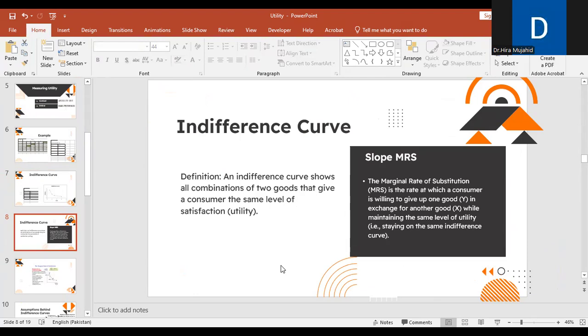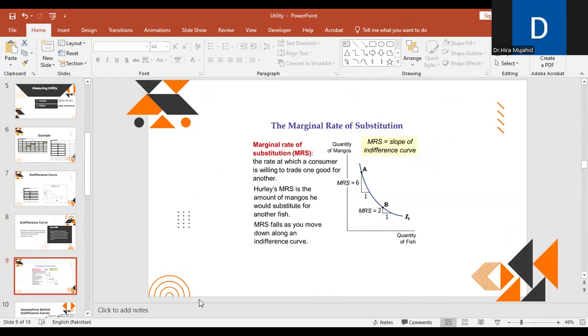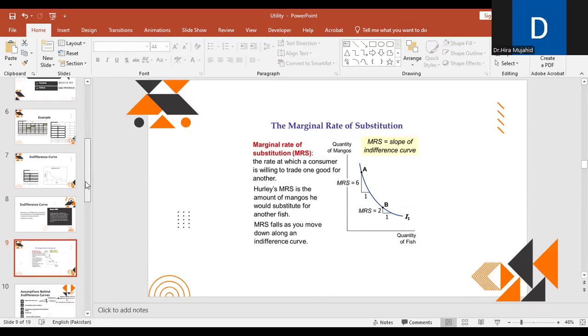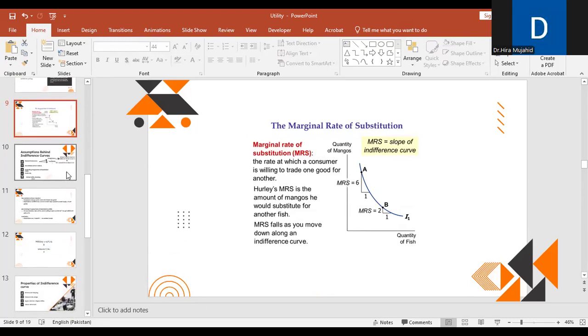So the indifference curve shows all combinations of two goods that give a consumer the same level of satisfaction, and the slope is the marginal rate of substitution. It is the rate at which a consumer is willing to give up one good in exchange for another good while maintaining the same level of satisfaction, staying on the same curve. Whatever you have on the y-axis, you are willing to give up to get another unit of x. If you want to maintain your satisfaction level, you have to adjust your goods according to your desire, right?